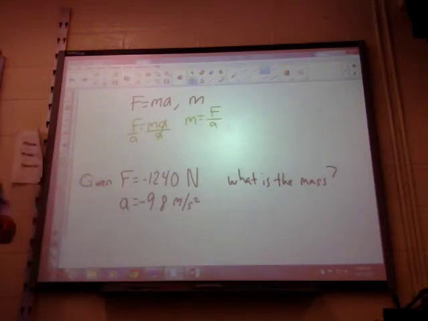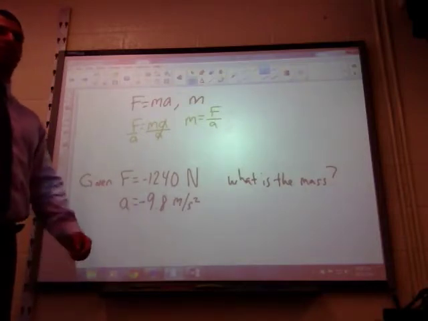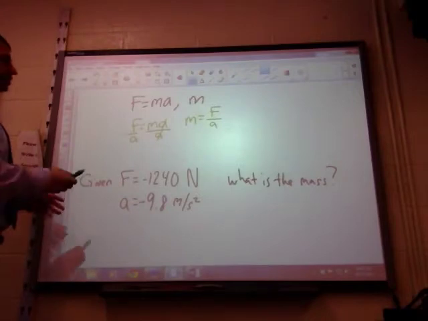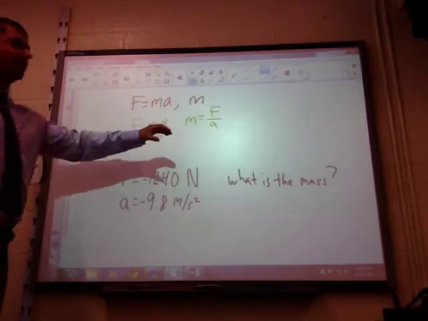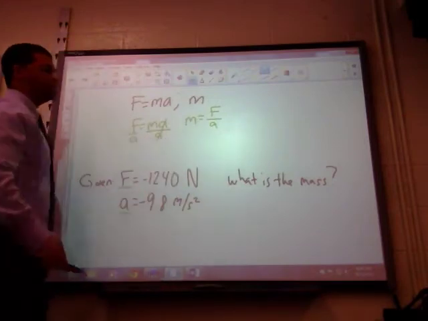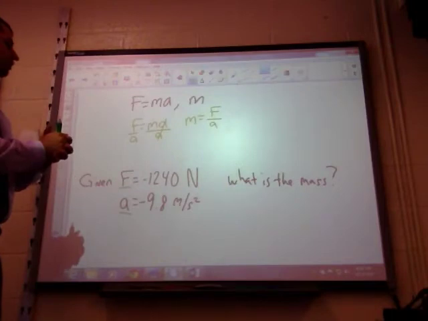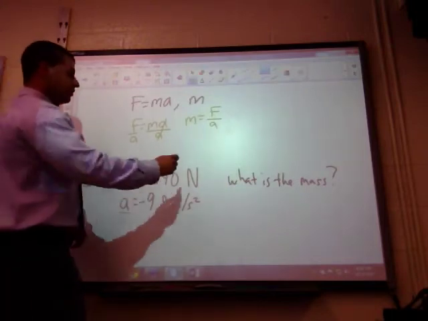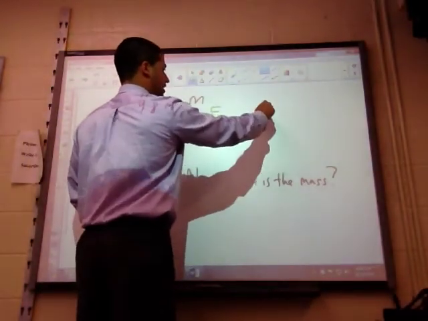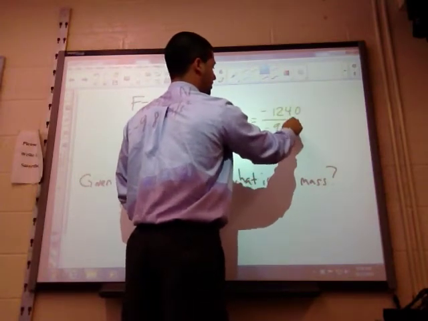So now we're given that the force is negative 1,240 newtons, and the acceleration is negative 9.8 meters per second squared. The reason we solved it for m is that we knew the force, we knew the acceleration, but we didn't know the mass, and that's what we wanted to solve for. So the whole point is to isolate the variable that we want to solve for. So now we can plug in. So mass equals negative 1,240 over negative 9.8.